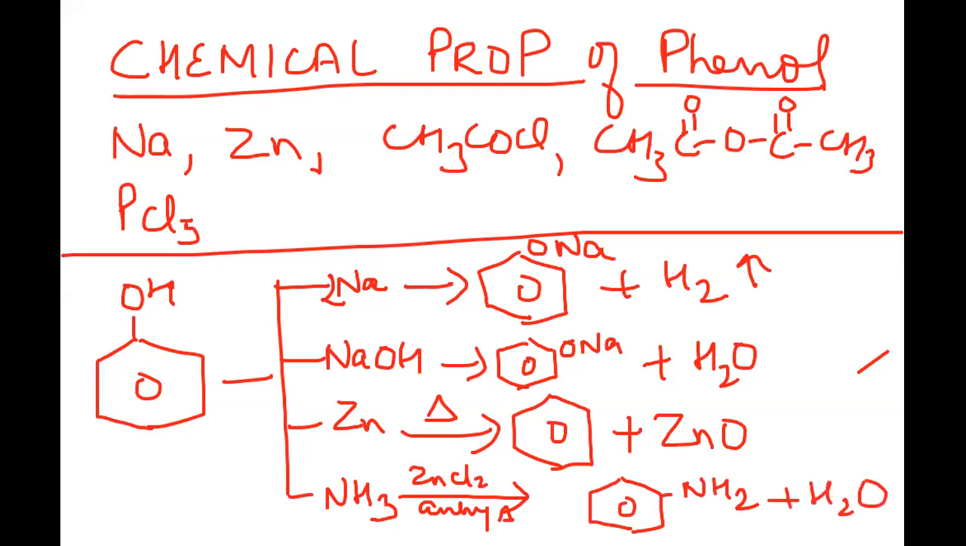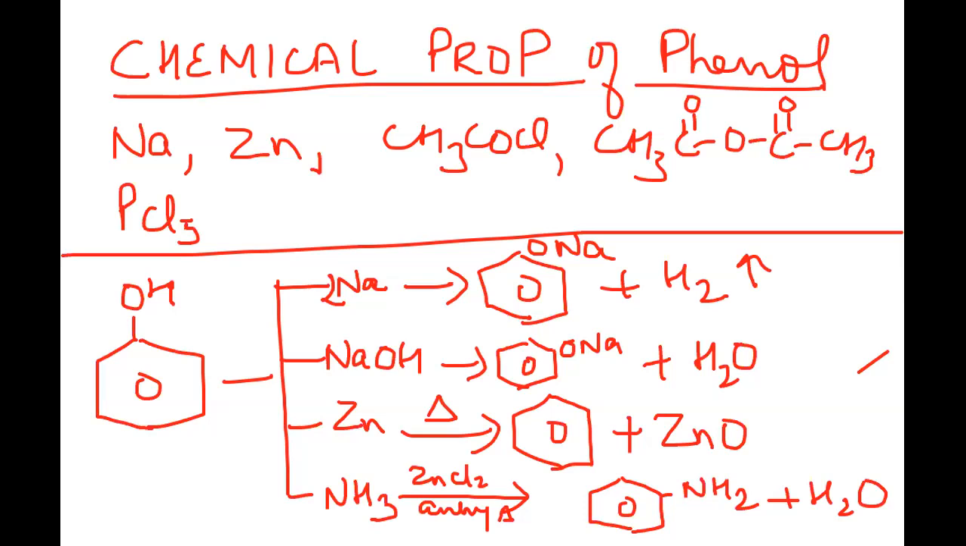So these are very easy reactions to remember, but they are all different from each other. You can check that. With the active metals, it's going to form the phenoxide salt and liberate hydrogen. With sodium hydroxide, that's a strong alkali, it forms salt and water. With zinc, which is moderately reactive, it is going to form benzene and zinc oxide. And with ammonia, it is going to form NH2 attached to the benzene ring, that's aniline, and it's going to form H2O. Okay, so this is how it is going to react.